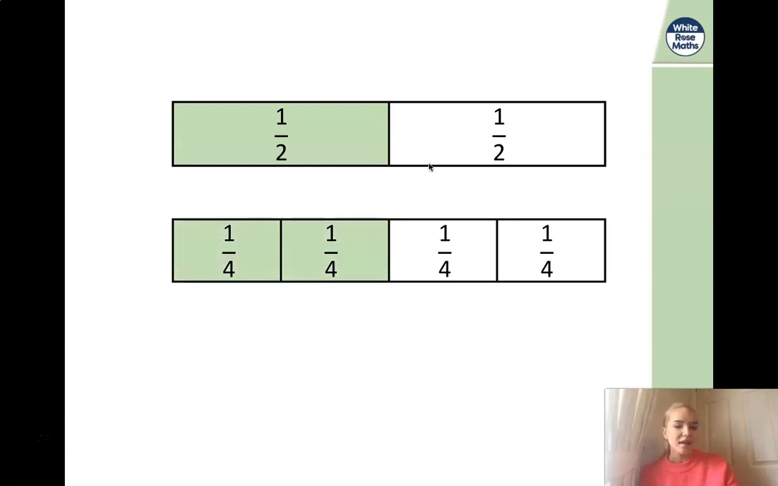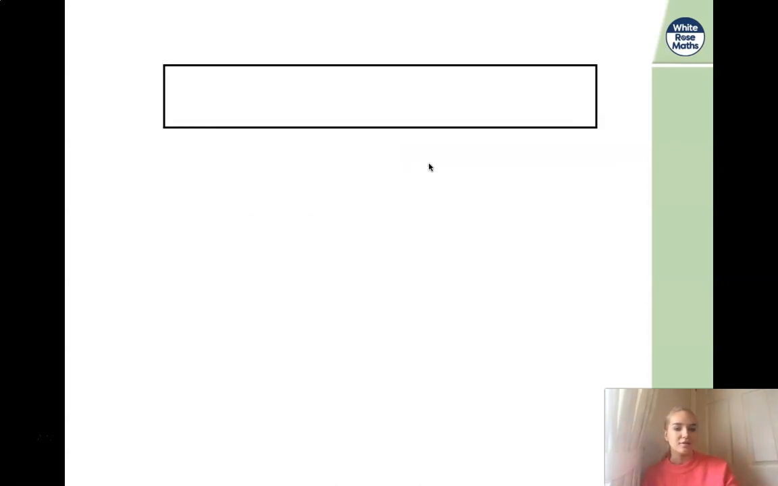Now, can you see that if I shade in 2 of my quarters, that is equivalent to 1/2 because they are now the same shape. And we can look by drawing a rectangle around my 1/2 bar, and I can match it up with my 1/4. So I can see that 1/2 is equivalent to 2 quarters. They are the same. Let's have a look at another example.